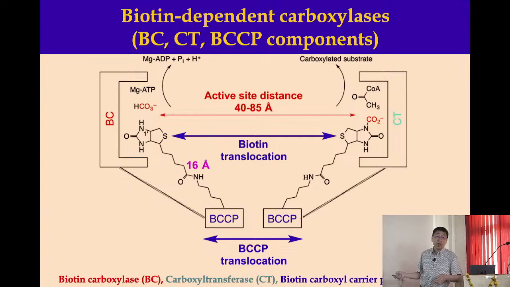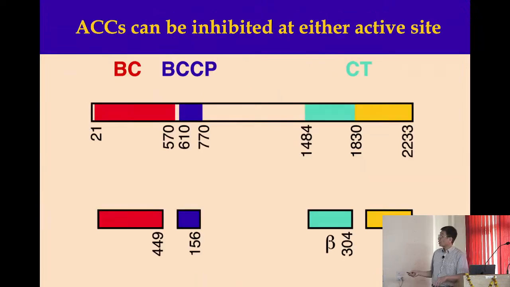So now the idea is that the entire carrier domain actually goes back and forth. Rather than just the arm swinging around, the domain swings around as well. I'll show you a movie of that later, or some examples of that. Okay? So you'll hear a lot about BC, CT, and BCCP today. And you'll hear a couple more. But anyway, that sets the stage.